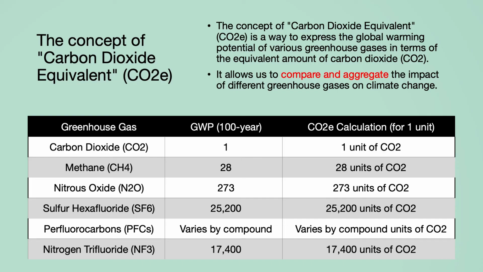Similarly, each greenhouse gas is converted into CO2 equivalent according to its global warming potential for a period of 100 years. For example, sulfur hexafluoride has an extremely high CO2E factor of 25,200, indicating that each molecule of SF6 is 25,200 times more potent at trapping heat than one molecule of CO2 over a period of 100 years.